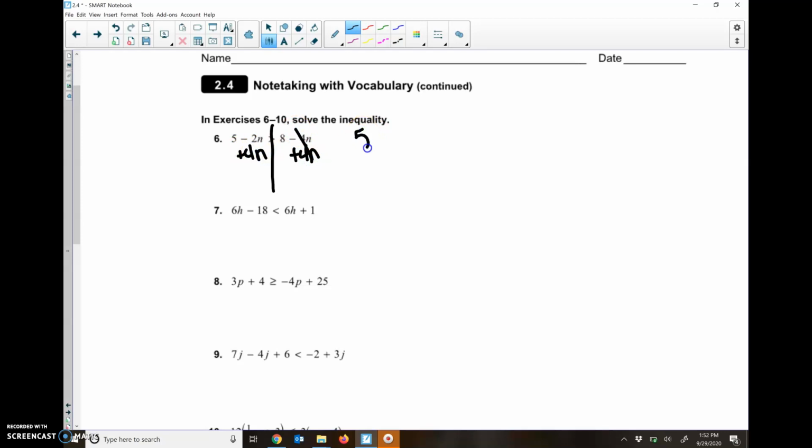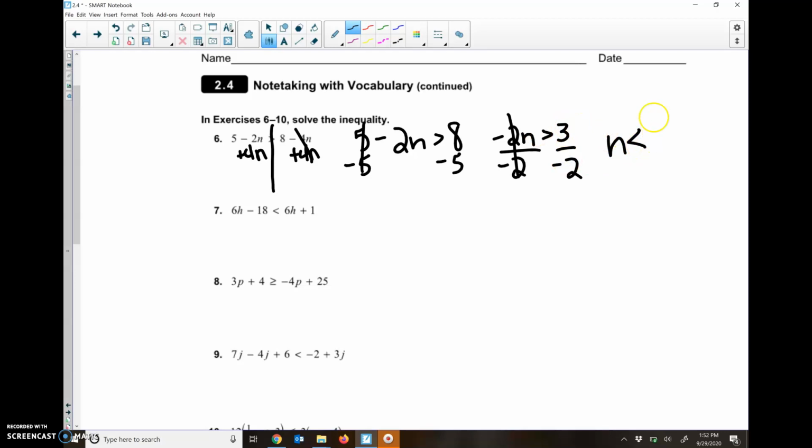So now I'm left with 5 minus -2 plus 4 is 2n. And that's greater than 8. Then I've got to get my numbers together. So subtracting 5, I get -2n is greater than 3. Then divide by -2. Divide by -2. So I get n. I divided by a negative, so I flip my sign from a greater than sign to a less than sign. And I can't simplify that, so I'm just going to leave it as -3 over 2.